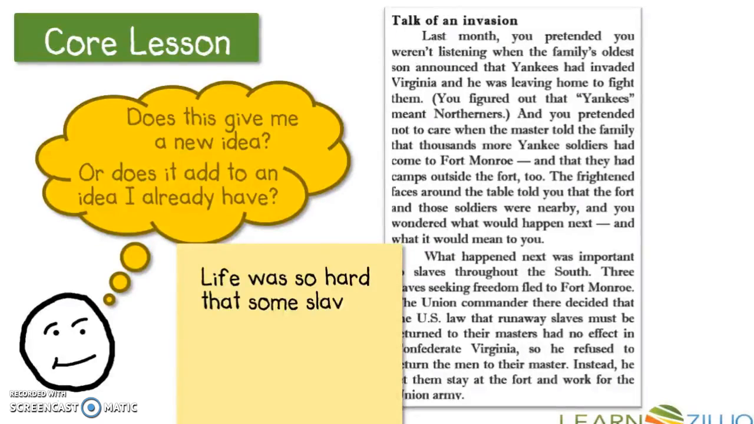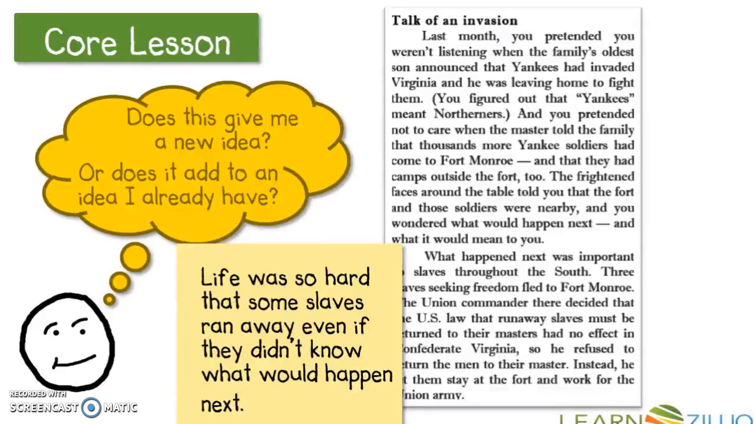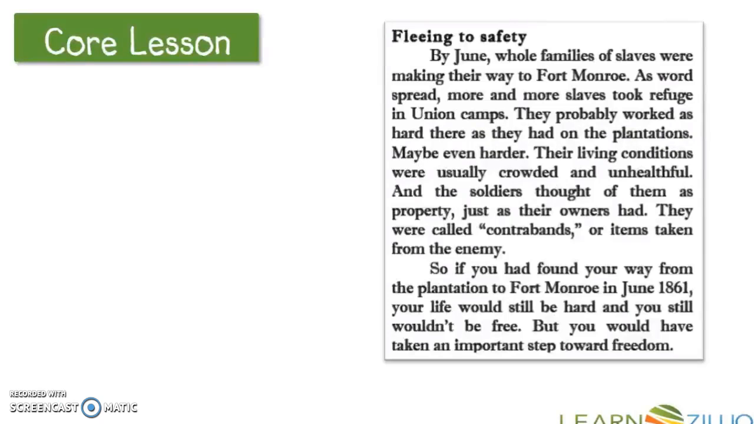This makes me think life was so hard that some slaves ran away even if they didn't know what would happen next. So I had the idea from the first section of text that life was really hard for slaves. And then when I read this section, I was able to add to that idea. Life was so hard that slaves ran away even if they didn't know what would happen next. Okay, let's take a look at another section.